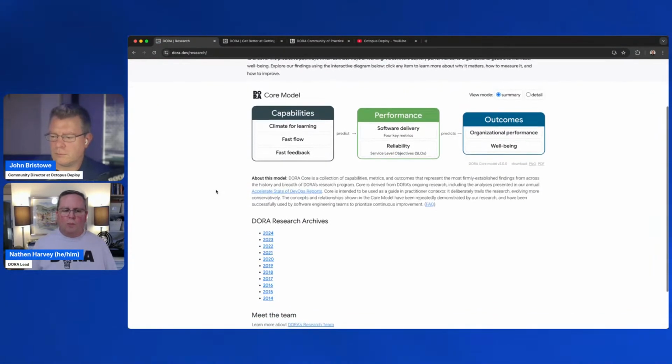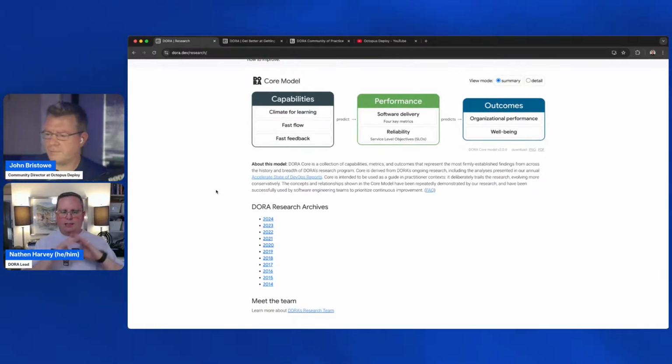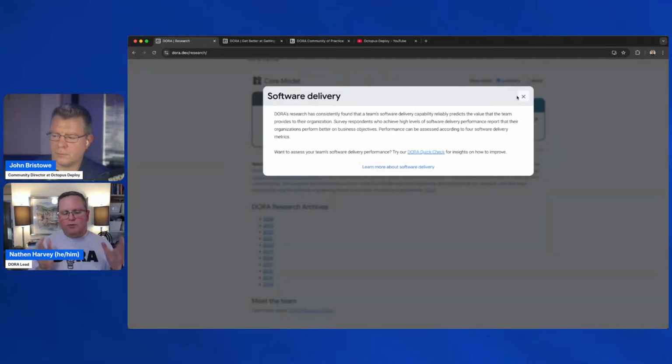This is our core model. This core model takes insights from the decade or so of research that we have here. And you can see those software delivery performance metrics right in the middle there. The reason we want to improve software delivery performance is our research shows that this is predictive of great outcomes like organizational performance and team well-being. But in order to improve your software delivery performance, you don't just wake up every morning and think, change lead time, change lead time. You don't think about the metrics. You have to think about the capabilities that your team and your organization have in order to drive those metrics.